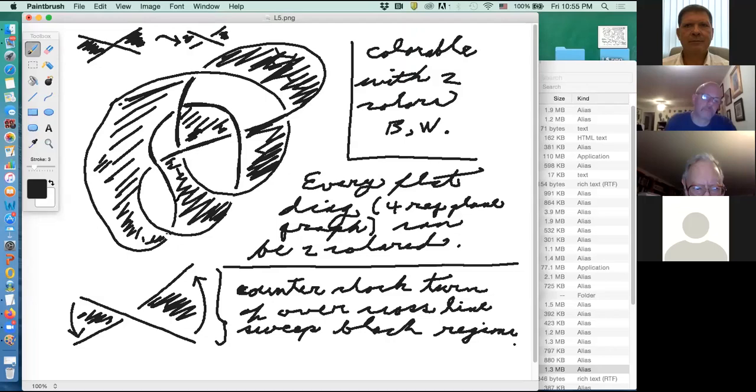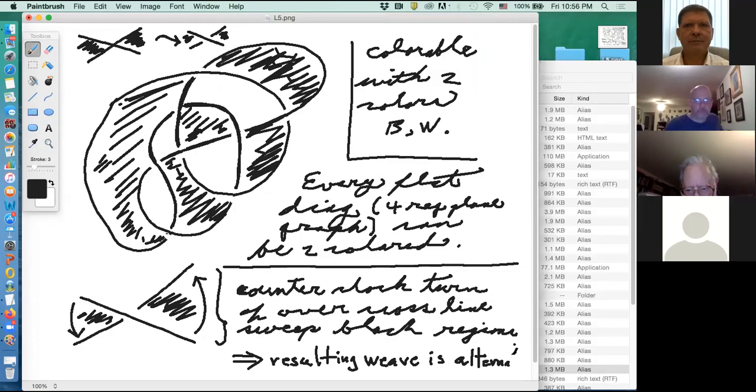So what do you see? What you see is that the resulting weave is alternating. Alternating over, under, over, under, over, under, always all that way, going all the way around the diagram. You can see that that has to happen by just looking at what happens to two nearby crossings.